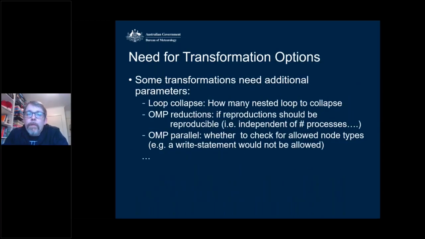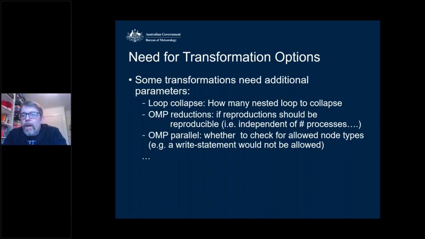Now, some of the transformations need options. For example, if you want to collapse loops, you need to specify how many loop levels you want to collapse. If you have an OpenMP reduction, there's a specific parameter that allows you to make sure the reduction is reproducible independent of the number of processes. That needs to be specified.